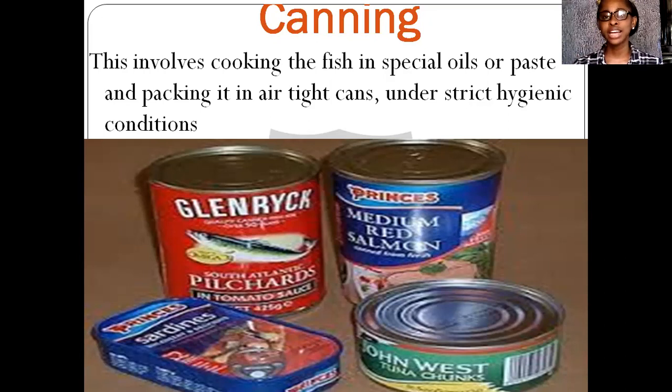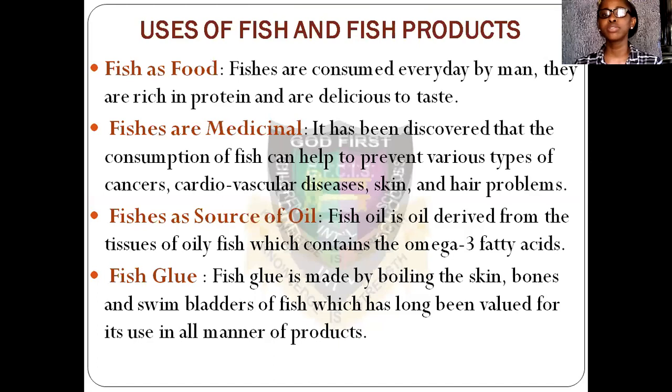So let us move ahead to uses of fish and fish products. I take that again. Uses of fish and fish products. Number one is fish as a source of food. We all consume fish every day. Every human consumes fish, and fish is being consumed by man because it's a source of protein and has a delicious taste. It also has this soft, fleshy way of being consumed that you don't really think of something hard or that is not well cooked.